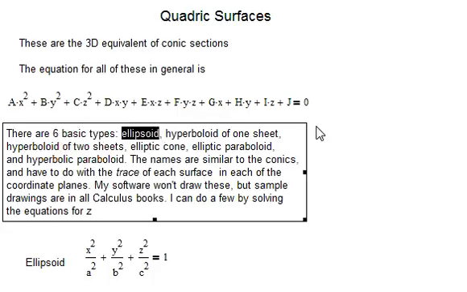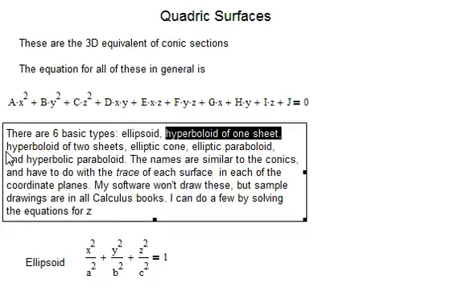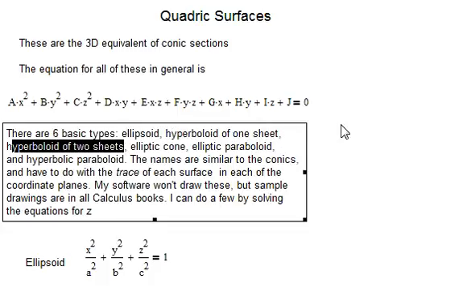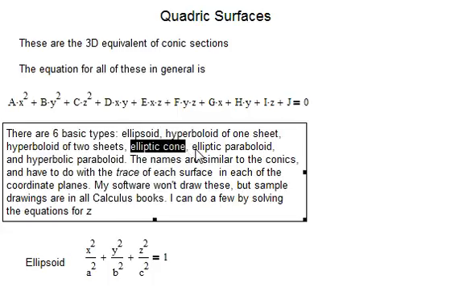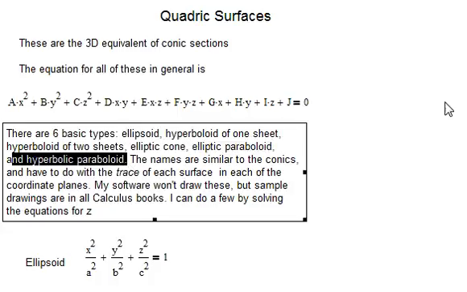Ellipsoid, and you can probably guess, I bet that's like an ellipse, only solid. Okay, now this might boggle your mind. A hyperboloid of 1 sheet, a hyperboloid of 2 sheets, an elliptic cone, an elliptic paraboloid, and a hyperbolic paraboloid.